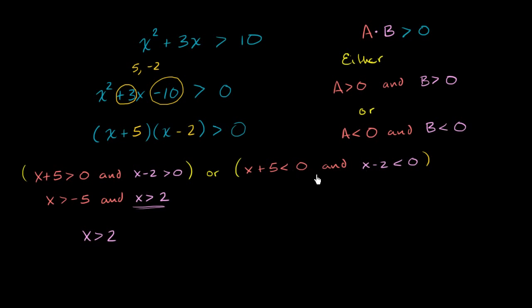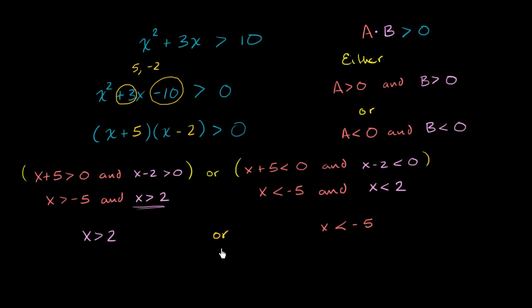Now what about this statement right over here? Well, x plus 5 less than 0, subtract 5 from both sides. That is x is less than negative 5. And add 2 to both sides of that inequality, you get x is less than 2. Now, if x is less than negative 5 and x is less than 2, what do we know about x? Well, that just means that x has to be less than negative 5. If it's less than negative 5, it's definitely going to be less than 2. And we have to remind ourselves that we have this or here.